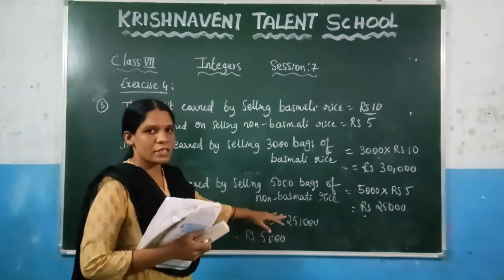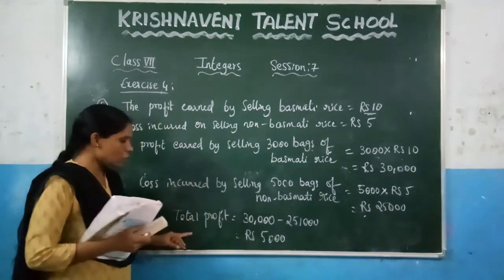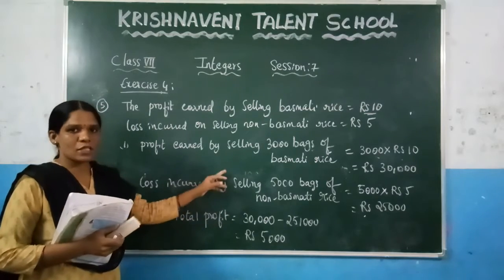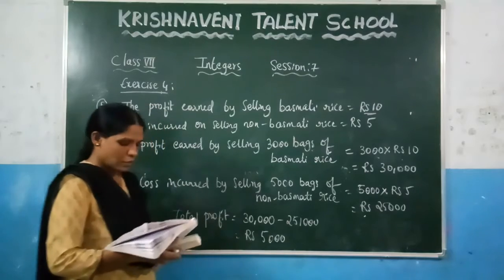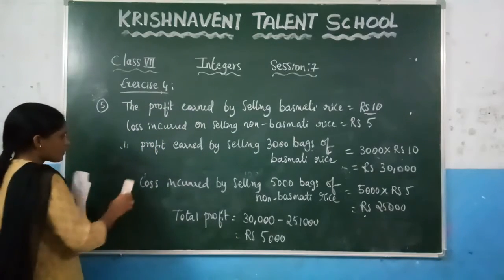This is the profit and this is the loss. If you want to calculate the total profit, you need to subtract these two values, so that we will get the total profit as 5,000 rupees. Now see the next question in this.